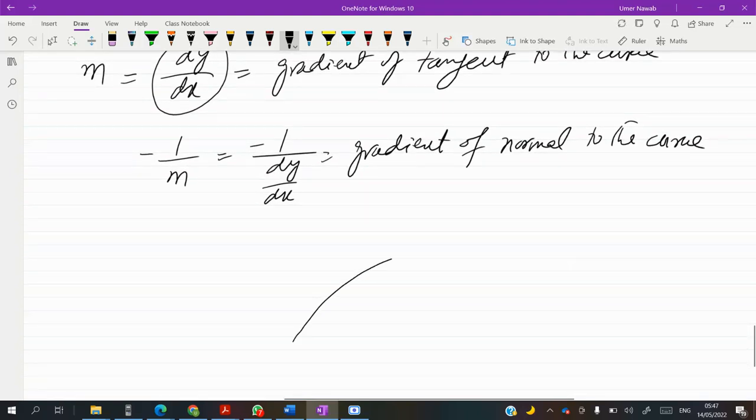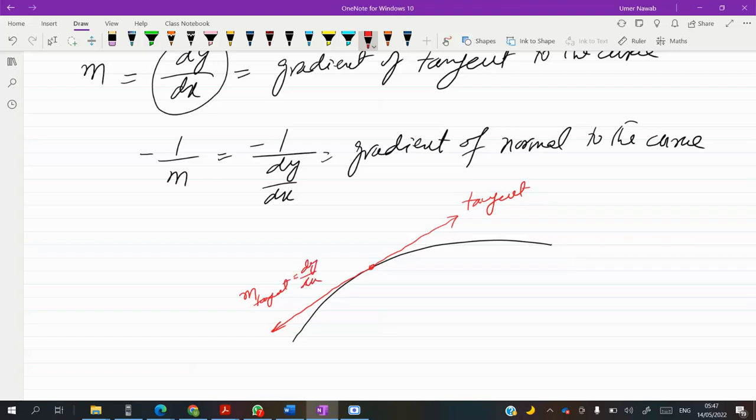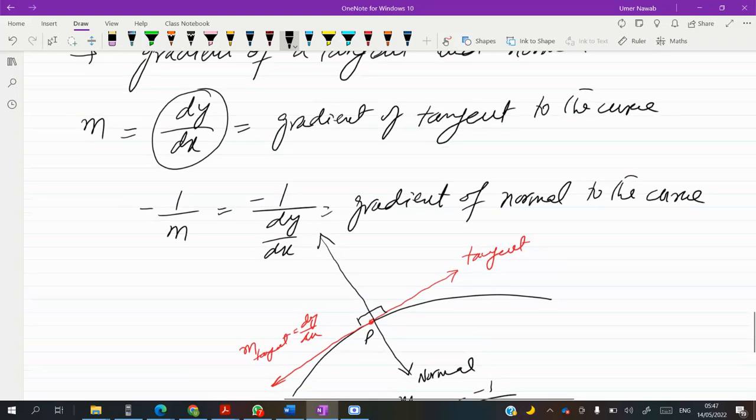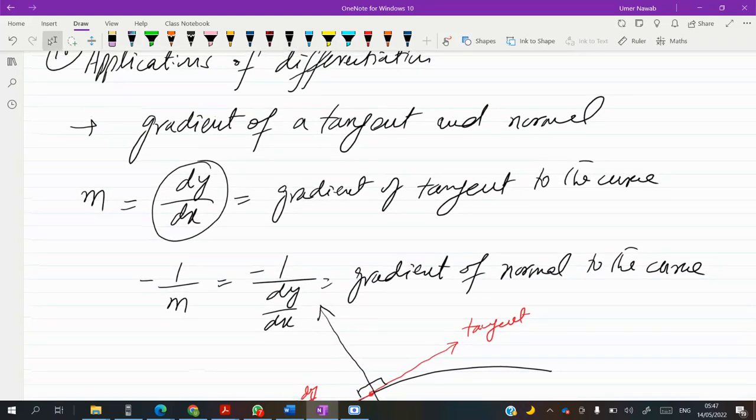Let me very quickly explain this. This is the curve, and this is the point where you draw the tangent. The gradient of the tangent is dy by dx, and if you draw a perpendicular to this tangent, this line is called a normal line to the curve at this point, and the gradient of the normal is minus 1 over the gradient of the tangent. So now you understand the meaning of tangent and normal.